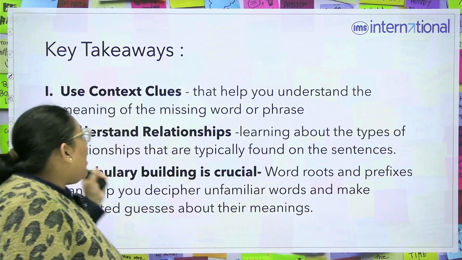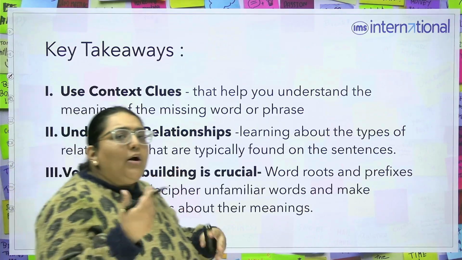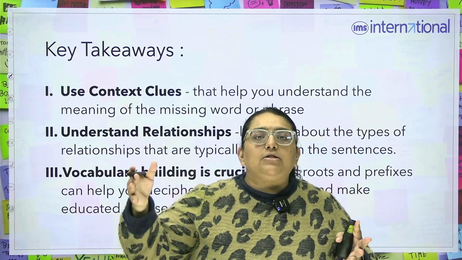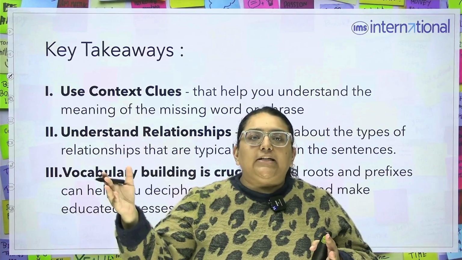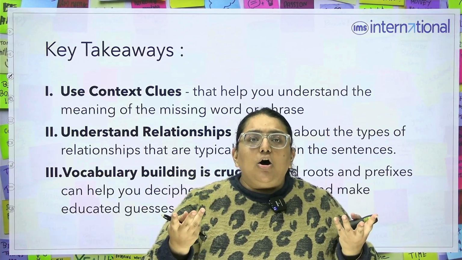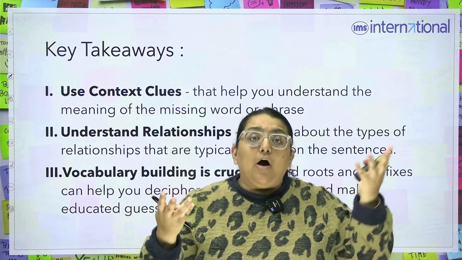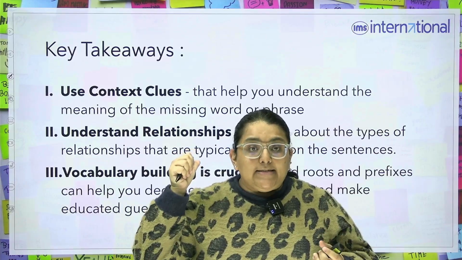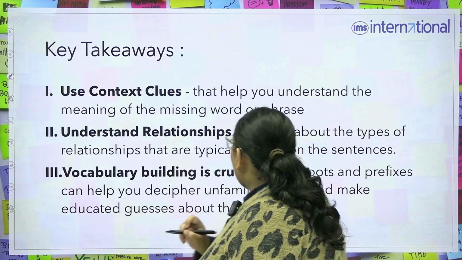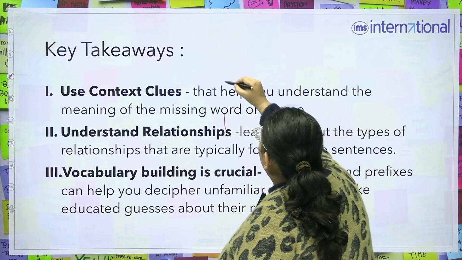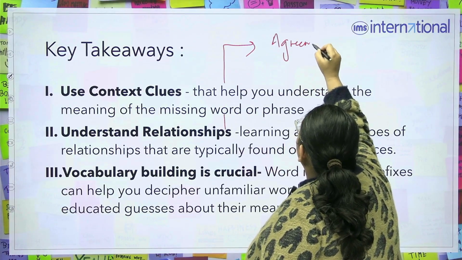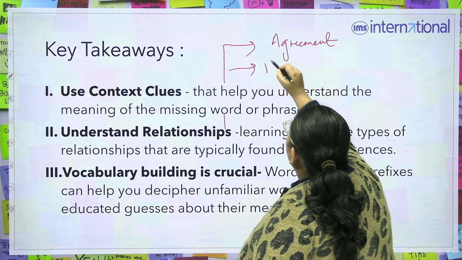Secondly, we should try to understand the relationships. What relationships do we have to understand here? Relationships between the different parts of a sentence. If two parts of a sentence are separated by a comma or semicolon or colon, or maybe by words like and, but, however, like we did in the previous sentences, then how do they relate to each other? So generally when we talk about relationships, there are two kinds of relationships which are possible. First is agreement and the second is disagreement.